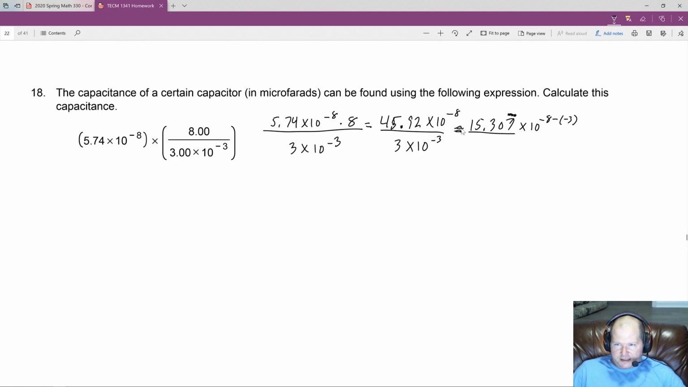So now we deal with that. So we end up with approximately 15.307 times 10 to the negative 8 minus negative 3 is the same as negative 8 plus 3, which would give me a negative 5. And that's a pretty close answer. This depends on where they want you to round it to, what this answer is going to be right here. So we'll see.